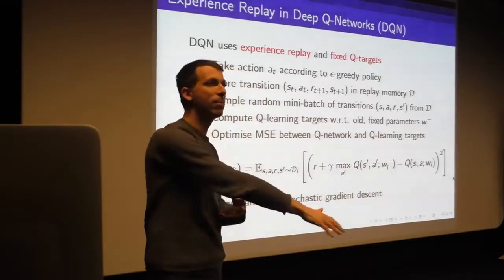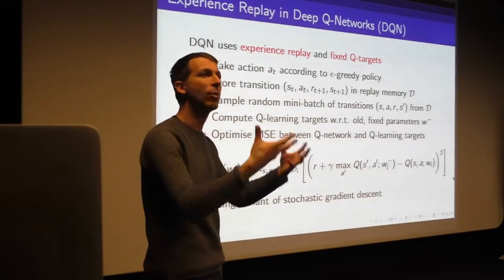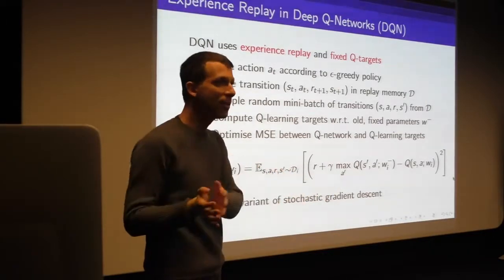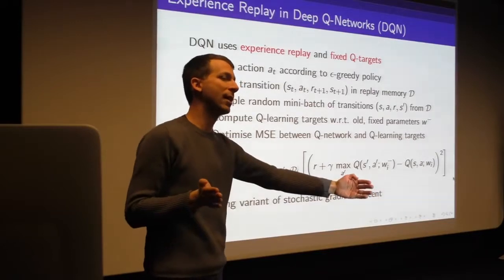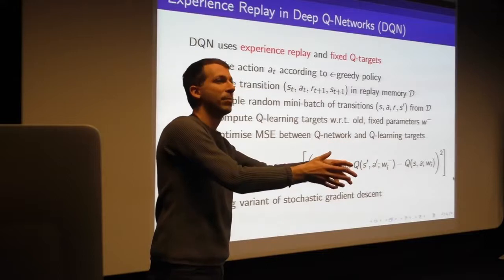You essentially are then doing supervised learning towards these targets. It's like your targets are frozen for a while. This is also called fitted Q iteration, this idea. You freeze your targets, you update towards those targets, and then you switch, and your old targets become your new targets.